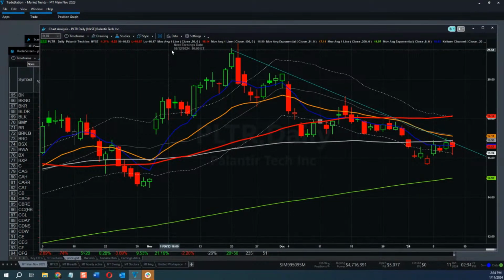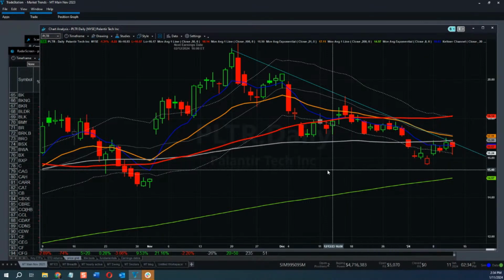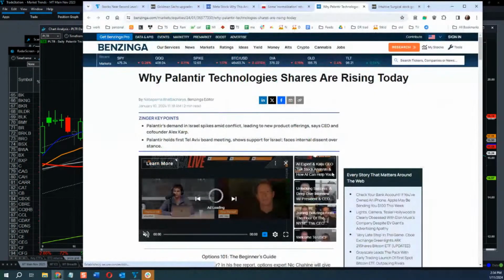So I want to mention that it's important to realize that this is a classic case of selling the news, and not trusting news when the chart doesn't agree with it. So it's an important thing.